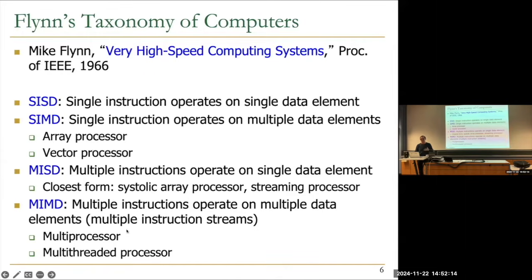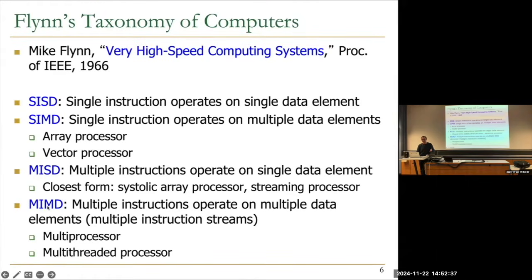And then there's MIMD, which is really the subject of what we're going to talk about today, which is you have multiple instruction streams operating on multiple data elements. Essentially, you can think of this as instruction streams that are separate from each other, and they're executing concurrently. It could be a multi-threaded processor. It could be a multiprocessor. And clearly, today's systems are a combination of almost all of these.